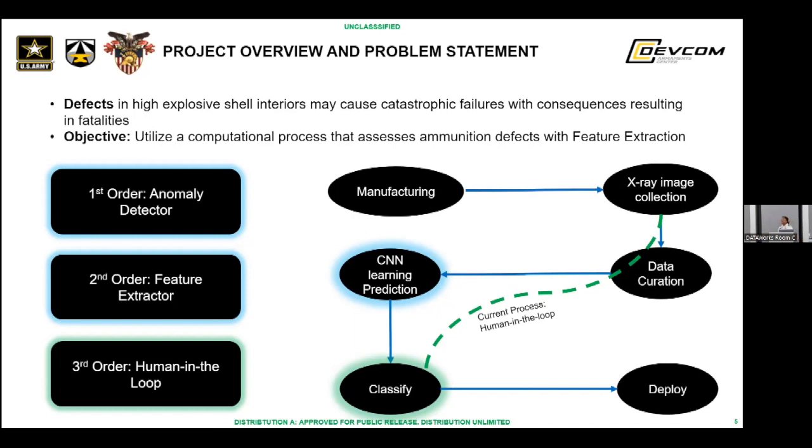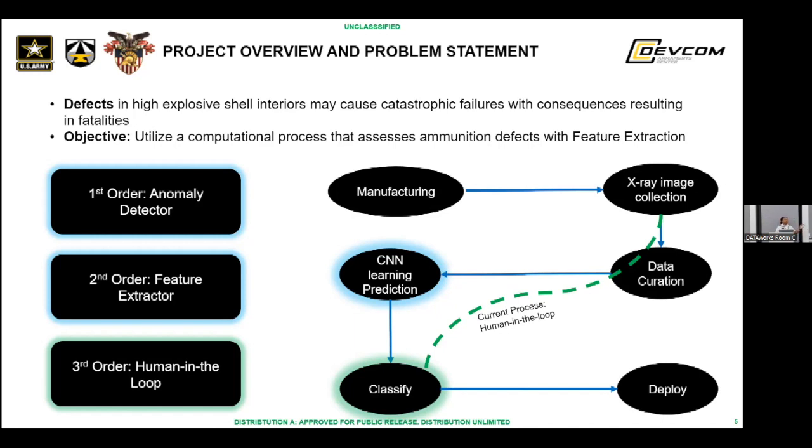What this project suggests is implementing a convolutional neural network learning detection in order to help assist the radiographers in the process for checking. So instead of going straight from the X-ray image collection, there's a data creation process that makes the X-ray images readable for our code. The CNN learning prediction is two-order in effect.